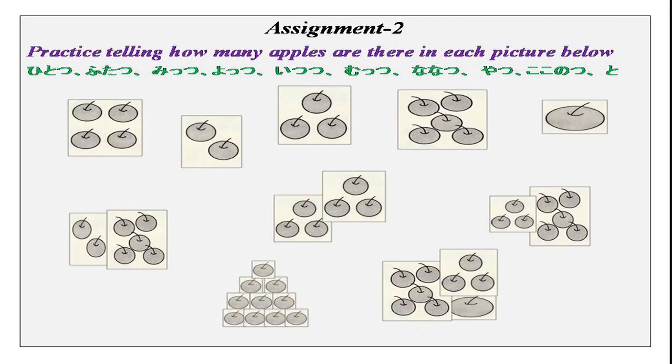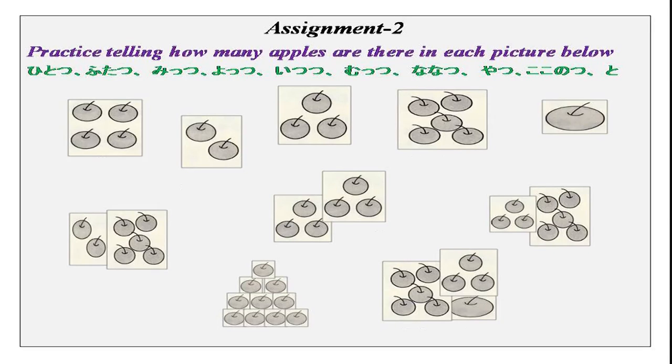Now we did how to ask how many things are there, irregular objects or triangular, rectangular, round, small objects. How would you ask how much, how many they are in number? So well, practice telling how many apples are there in each picture. There are so many pictures, so many apples for you. We'll start with one, just a review of what we did.